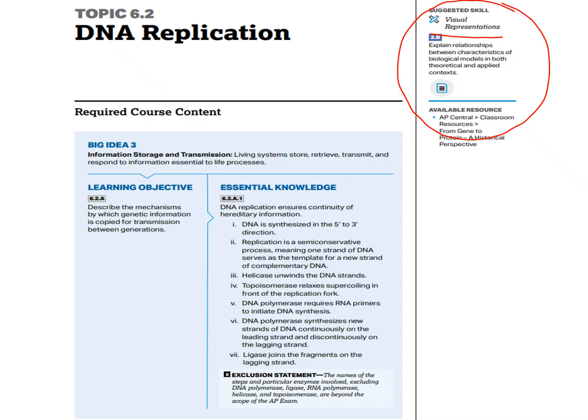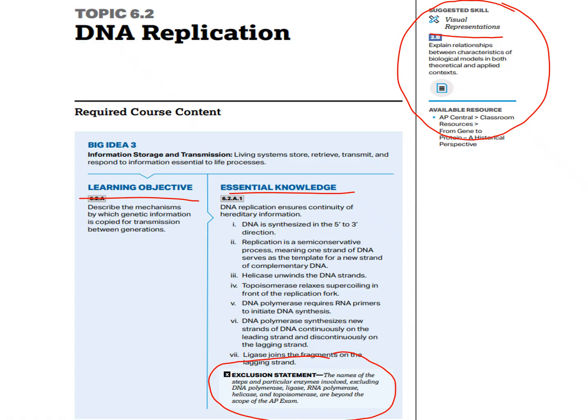All right, I'm going to have you read the learning objectives and the essential knowledge on your own, so you can pause the video and read that. But I do want to shift your attention to this statement right here. Every now and then, College Board will add what are called exclusion statements for specific topics, and this topic 6.2 does have an exclusion statement. It says here, the names of the steps and the particular enzymes involved, excluding DNA polymerase, ligase, RNA polymerase, helicase, and topoisomerase, are beyond the scope of the AP exam.